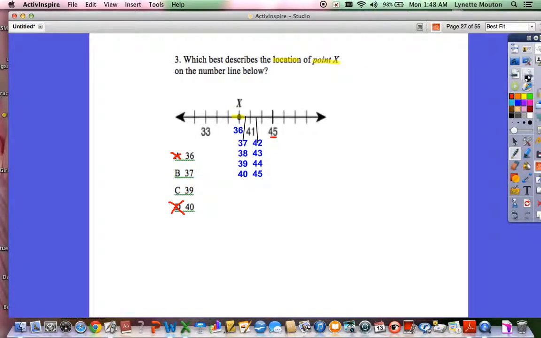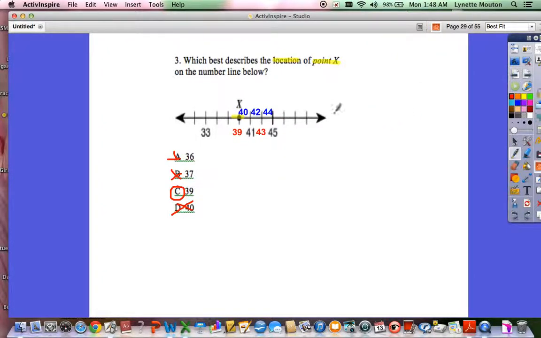So we cross out 36 because it doesn't work. We try it again with 37. Again, 38, 39, 40. If we're getting to 41 here, it has to skip 3 in between each of those points. 42, 43, we're already at 44, which means 45 would have to be here. 46, 47, 48, and this would actually be 49. Again, does not work. So let's try 39.